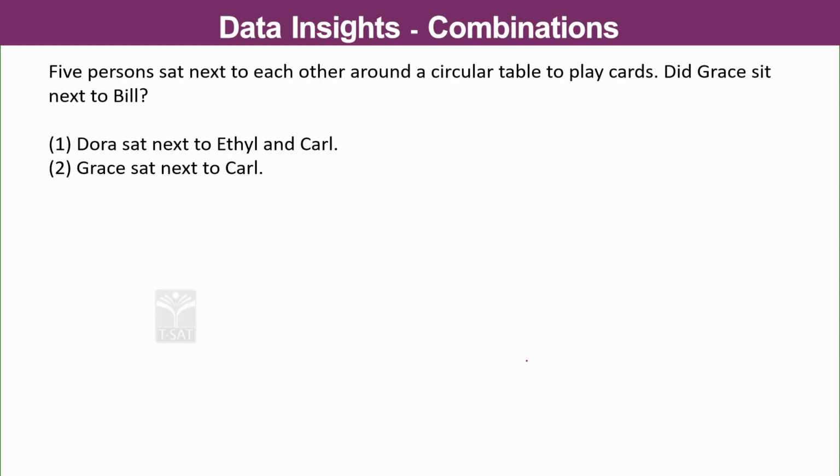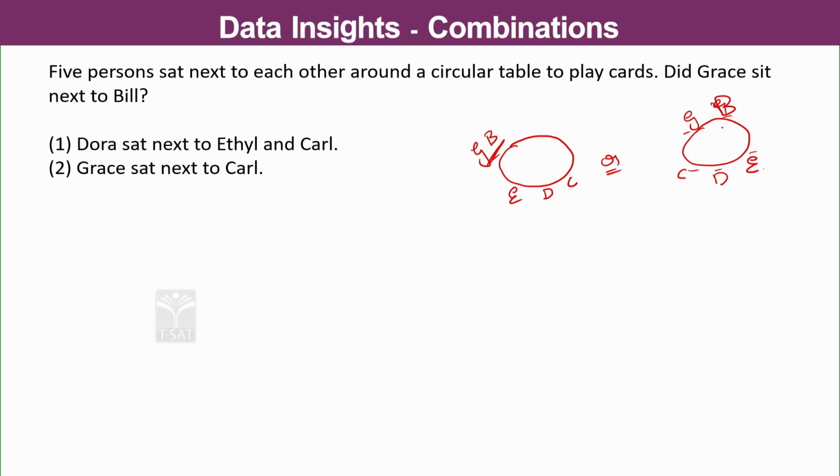5 persons sat next to each other around a circular table to play cards. Did Grace sit next to Bill? They are sitting around a circular table and there are 5 people. Statement 1: Dora sat next to Ethel and Carl. The only way that is possible is when Dora is sitting here and one side is Ethel and one side is Carl, or Dora is sitting here and one side will be Carl and one side will be Ethel. But either way you are left with only Grace and Bill. So they will be sitting next to each other, in the empty seats that are left after arranging Dora, Carl and Ethel.